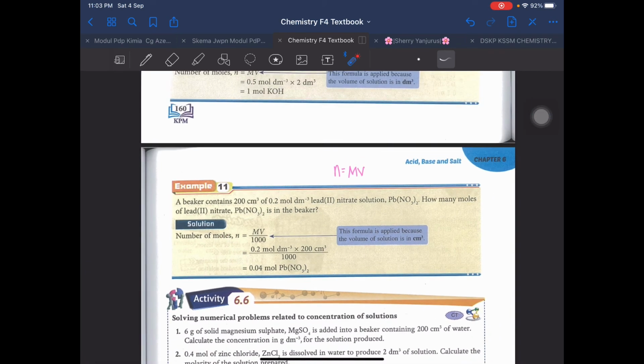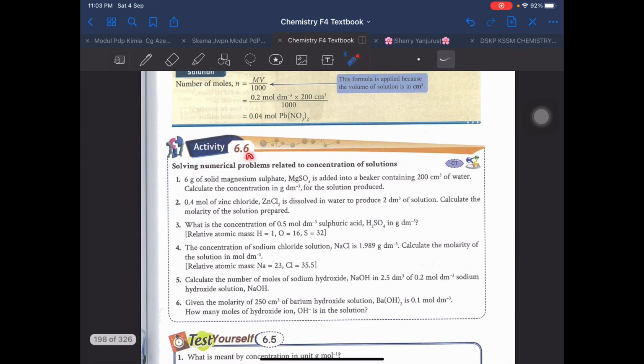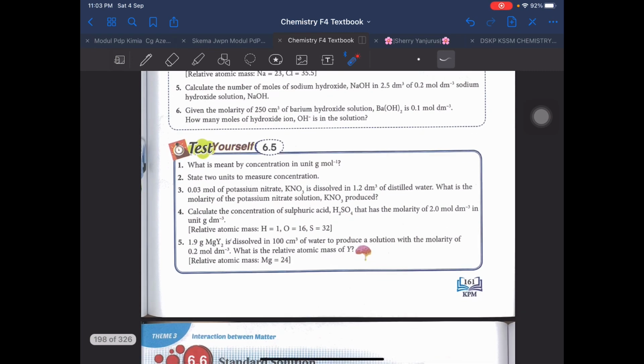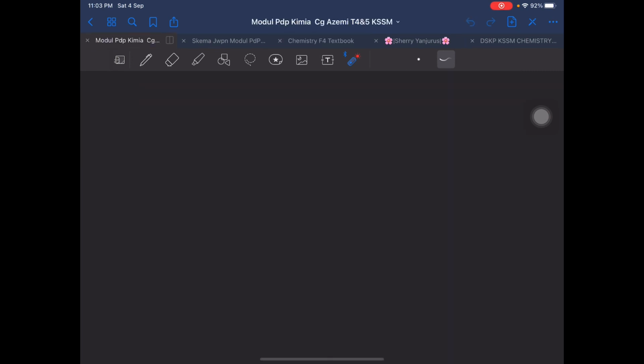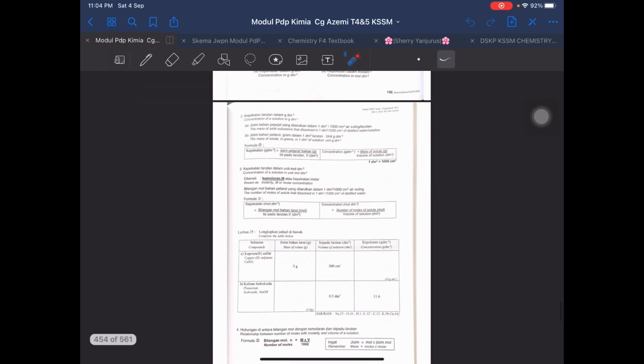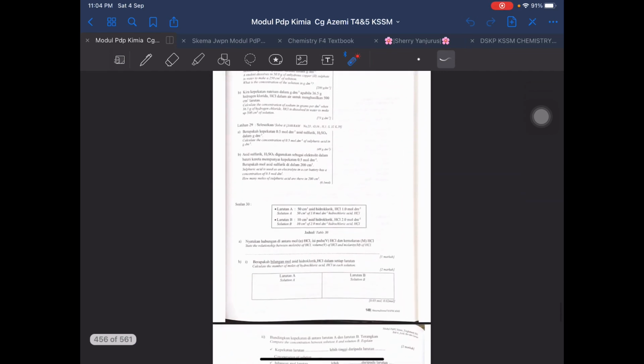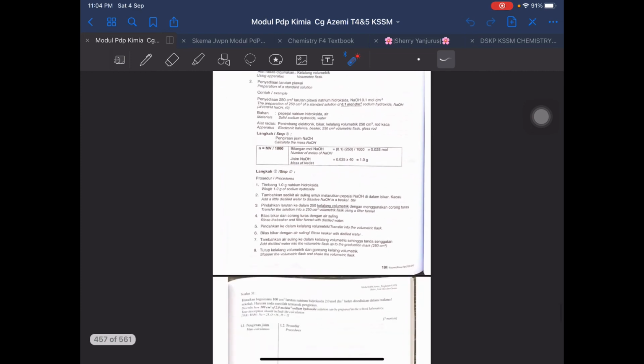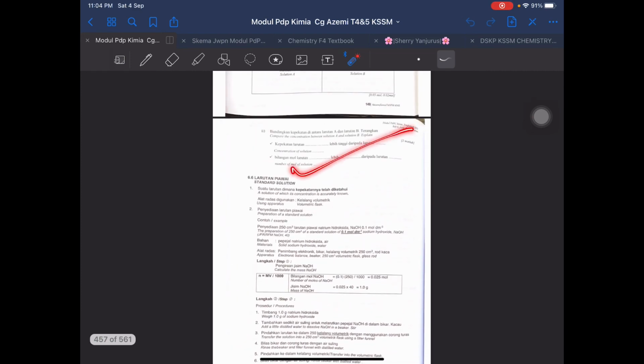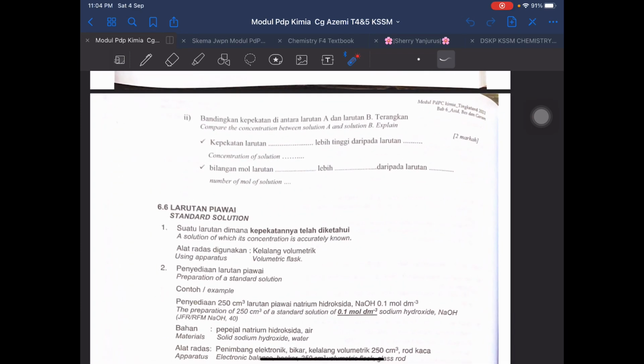I hope the explanation based on the examples given in your textbook are clear. So you need to do activity 6.6, test yourself 6.5, and also this one, starting from page 147 until 150 here. Thank you very much for listening attentively.